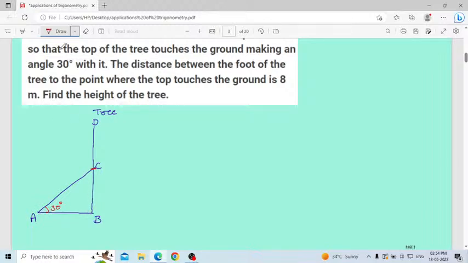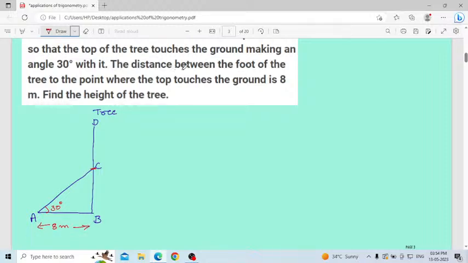The top of the tree touches the ground, making an angle of 30 degrees. This is the ground, and it makes an angle of 30 degrees. The distance between the foot of the tree to the point where the top touches the ground is 8 meters. Here they are given the distance from A to B as 8 meters.